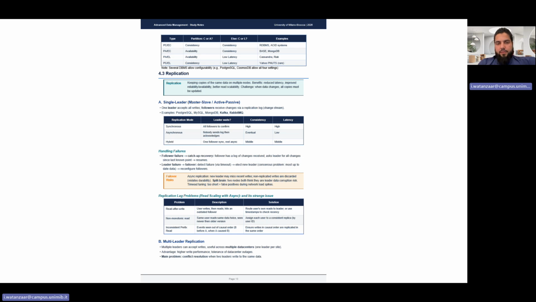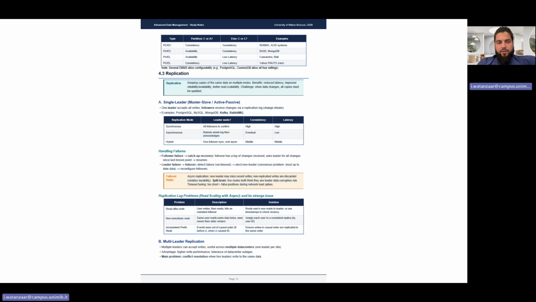These are the associated problems of the above ones we discussed. Between these two, follower failure is not that complex, but leader failure is quite complex, and it can bring many problems as we discussed in the failure risks.